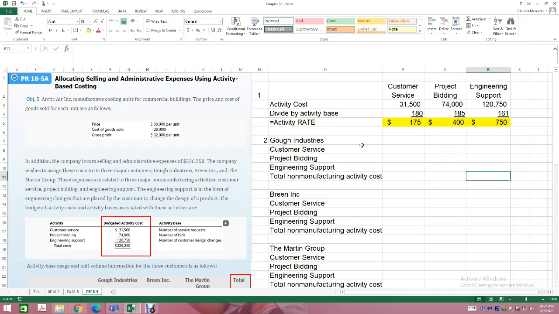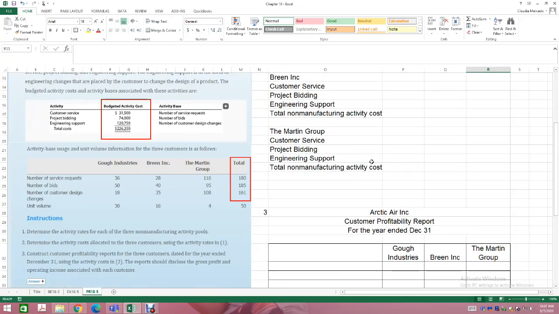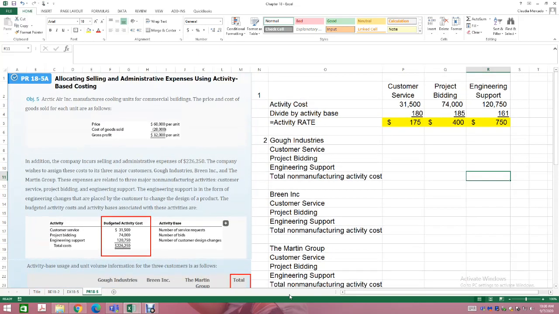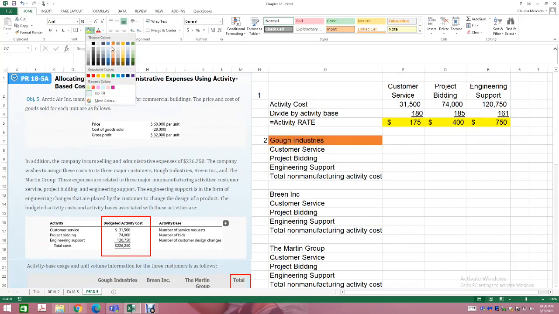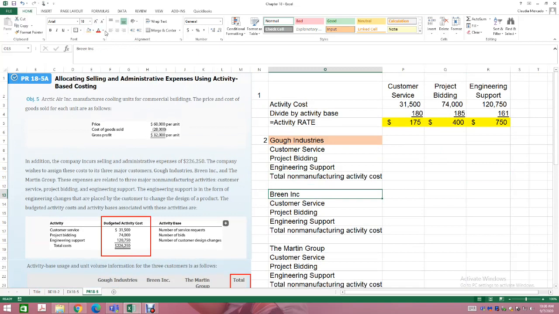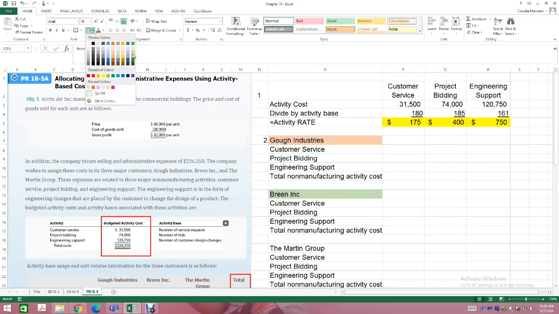Okay. Now, that was pretty straightforward. Now, requirement 2. Determine the activity costs allocated to the 3 customers using the activity rates in 1. So using the activity rates that we just calculated, now we have to determine the activity costs to the 3 customers. Okay? So I've got here my 3 customers. Let me highlight this, that way we know the difference. We've got Go, we've got Brin, and we've got the Martin Group.